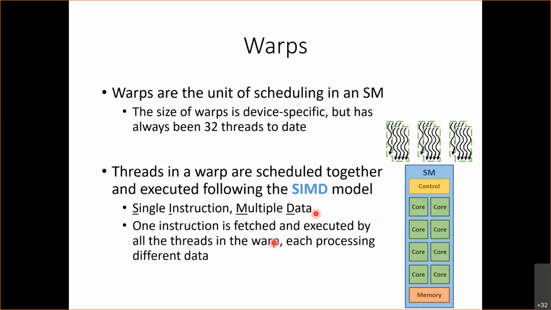Okay, now what's the advantage of doing this? What's the advantage of saying that all these 32 threads will execute the same instruction on different data? What's the advantage of SIMD? Only one fetch instruction needs to be sent. Right, only one instruction needs to be fetched. So what's the advantage of that? Our instruction cache is much smaller.